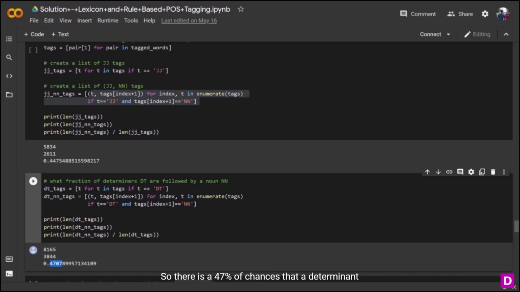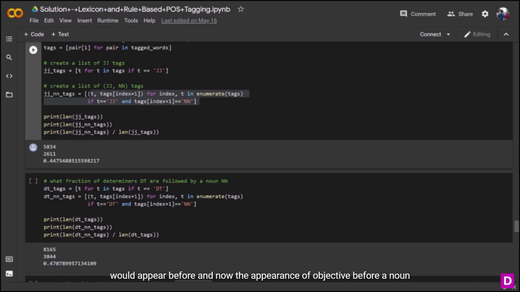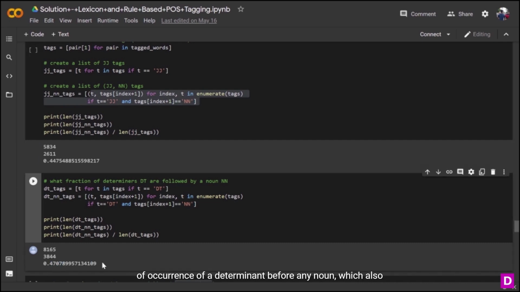So there is a 47 percent chance that a determinant would appear before a noun than an adjective before a noun. By this we can come to the conclusion that in the given text corpus there are sentences where there is a high chance of a determinant occurring before any noun, which also indicates there are more sentences where they are trying to refer to proper nouns, right? That is what we are trying to see here. So by this we understood a bit more in depth about the text corpus, right?